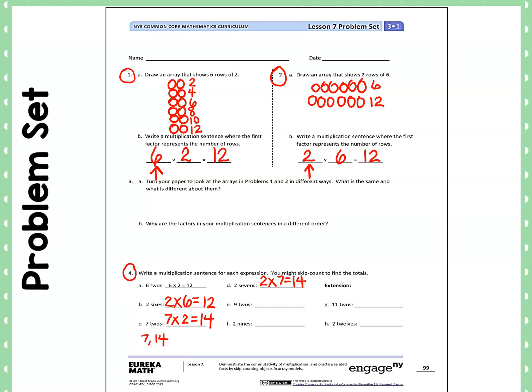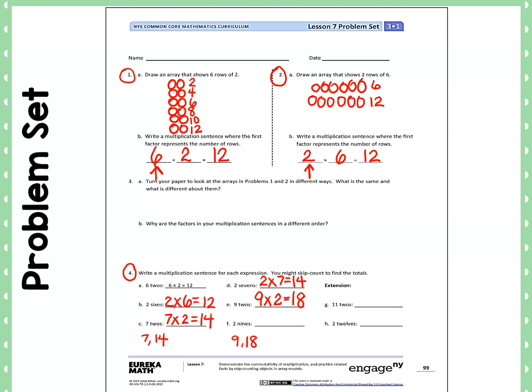Let's look at E. For E, we have 9 2's. So for this problem, we'll have 9 times 2. I'm going to go ahead and write out my skip count for my 9's. So I have 9. Let's see if I skip count by another 9. I get 18. So 9 times 2 equals 18.